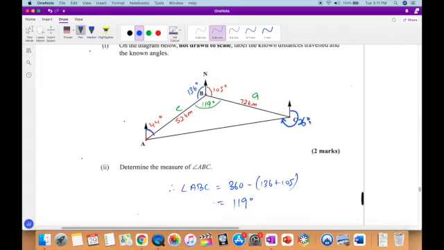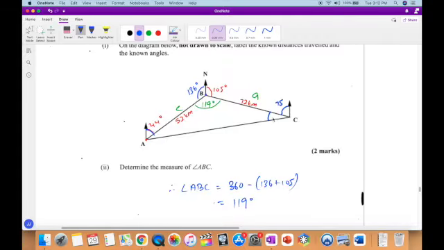Well, if this is 260 degrees, remember these north lines are parallel, so that means that this angle here is going to be 180 minus 105, which is 75, right? And therefore, if this is 75, we can't use this 260 here. We cannot use that to find this little angle. So now we have to find this little angle here.